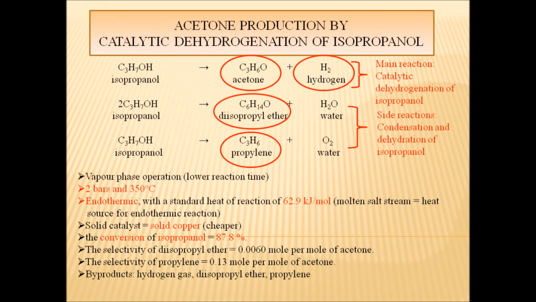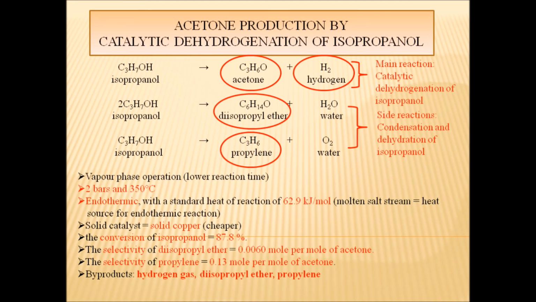Since the reaction takes place at 350 degrees Celsius and 2 bars, from a literature review we found that the conversion of isopropanol in the catalytic dehydrogenation reaction is about 87.8%. Selectivity of diisopropyl ether is 0.006 mole per mole of acetone, and the selectivity of propylene is 0.13 mole per mole of acetone. The byproducts produced during the acetone production include hydrogen gas from the desired reaction of catalytic dehydrogenation, diisopropyl ether from the condensation reaction of isopropanol, and propylene from the dehydration reaction of isopropanol.